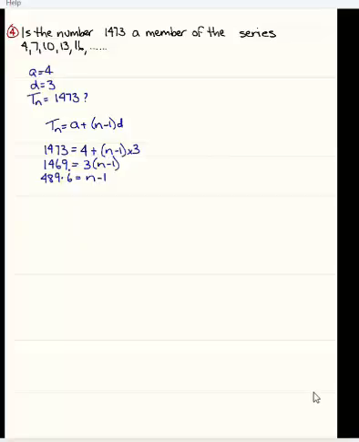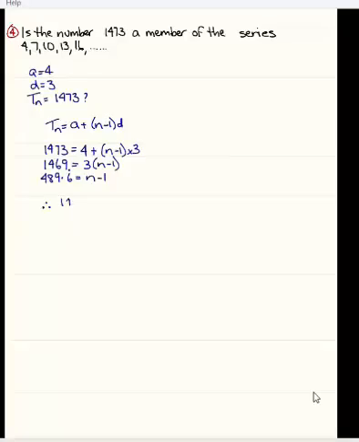So what that means is I can't solve this for a value of n that works, because n must be a positive whole number. So therefore, 1473 is not part of this sequence. Now, if you were able to solve that in a way that gave you a whole positive number for n, then that would have been part of the sequence.